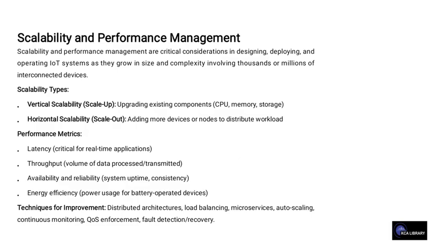The last part, scalability and performance management, is a critical consideration in designing, deploying, and operating Internet of Things systems as they grow in size and complexity, involving thousands to millions of interconnected devices. We have the types of scalability: vertical scalability, which is scaling up, upgrading existing components like the CPU, memory, and storage, and horizontal scalability, which is scaling out, that is adding more devices or nodes to distribute workloads.